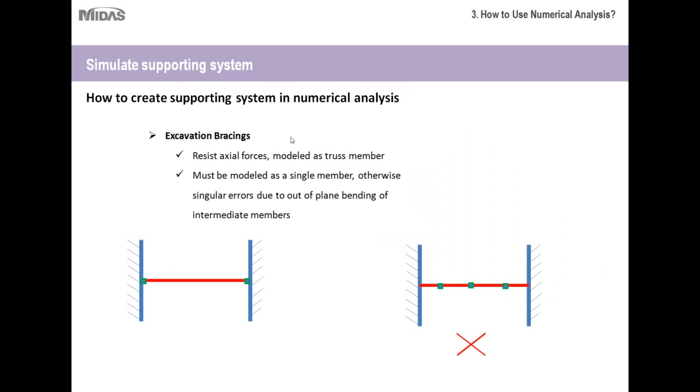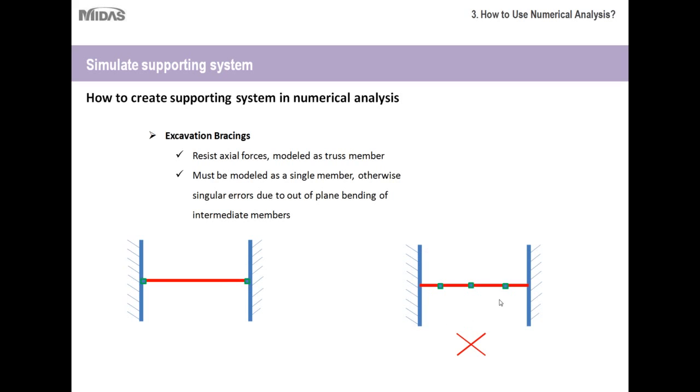Okay, another important thing to remember when you're creating your excavation bracings is, first, they must resist axial forces, so they're modeled as truss members, and they must be modeled as a single member, otherwise singular errors due to out-of-plane bending of intermediate members will occur. The picture here to the left represents the proper way to model your excavation bracing. As you can see, it's a single 1D truss element or member, and the nodes are connected just at each side here.